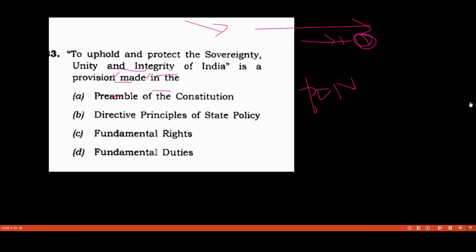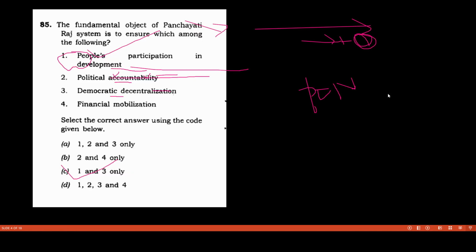Now see, to uphold and protect the sovereignty, unity, and integrity of India. Now, see the preamble. All right, in the preamble of the Constitution, all these words occur. All right, and not in the directive principles of state policy, but in the fundamental duties too. But if you underline it, you know that it is given to uphold and protect the sovereignty and unity and integrity of India. So you get to pick the fundamental duties. All right, so very basic question, but don't commit silly mistakes.